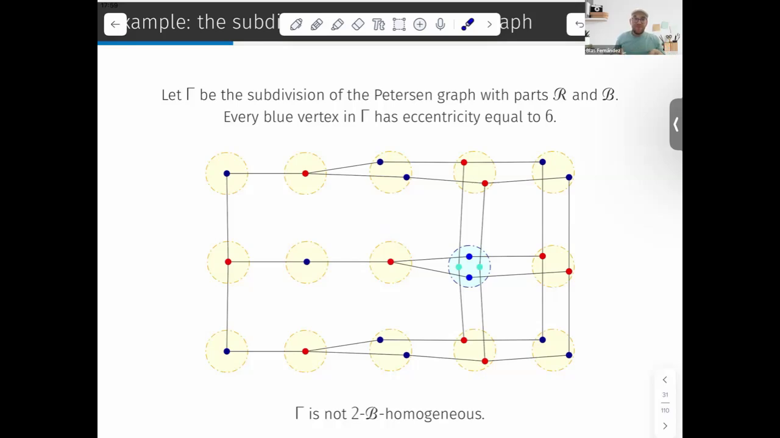So for some vertices, our counting is 0, for some others, our counting is 1. So we say that it is not invariant on the triple, so we say that our graph is not to be homogeneous.